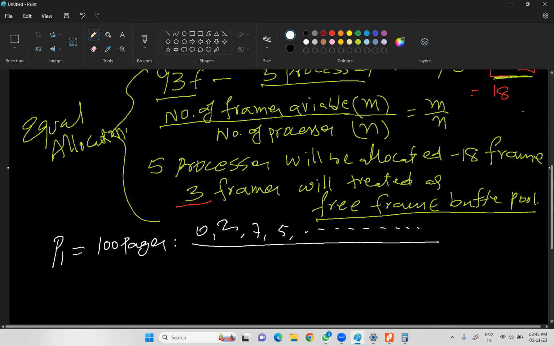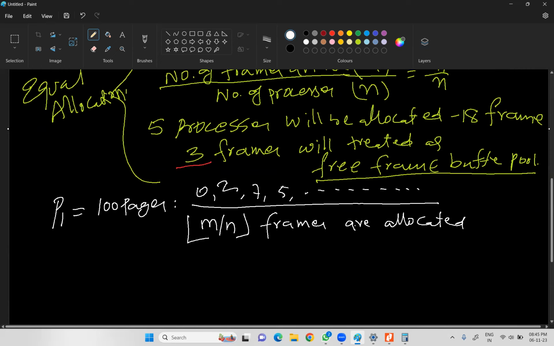So as per the previous discussion, floor of m divided by n number of frames are allocated here. Hence, the number of page faults could also be lower, floor of m divided by n page faults.